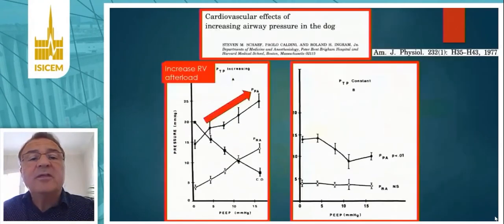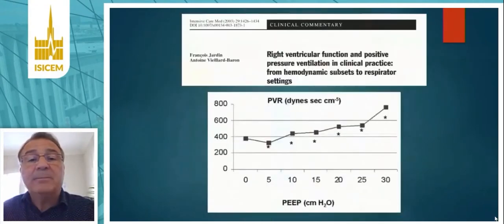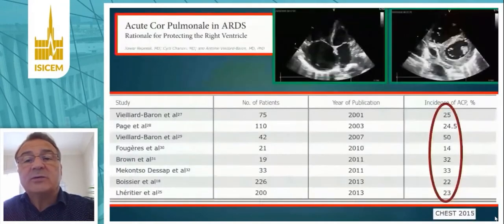The second point is that when you increase the positive pressures in the lung, in the chest, then you increase the pulmonary arterial systolic and mean pressure, and then you increase the afterload of the right ventricle. Then mechanical ventilation may induce a hemodynamic impairment due first to a decreased venous return, and secondly due to increased afterload of the right ventricle.